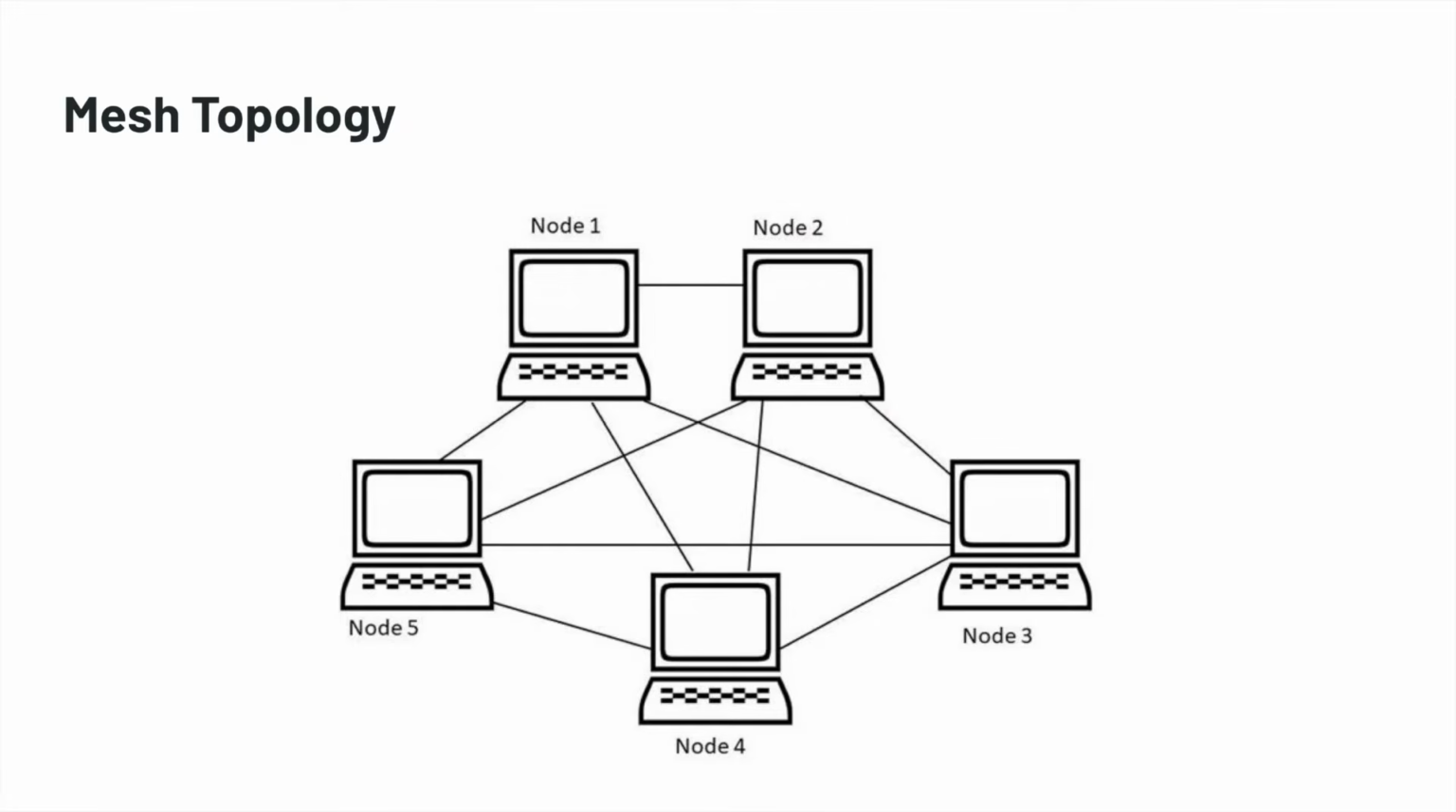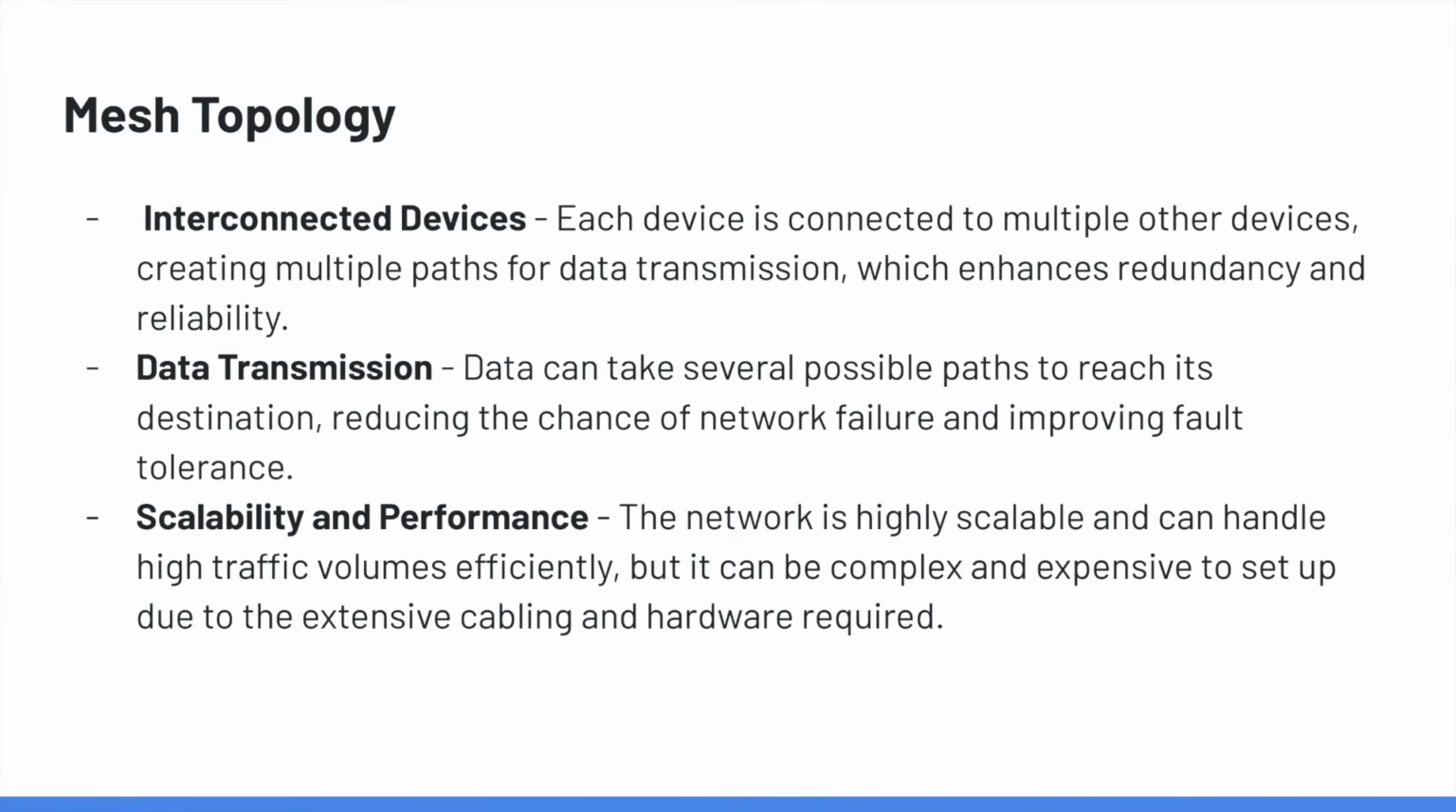Now, the next type of network we have is a mesh network. And this actually resembles a peer-to-peer network. In fact, I think peer-to-peer networks basically follow the mesh topology. It's basically where every computer in a network is connected to every other computer in a network. So we have interconnected devices, which means that we have multiple paths for data transmission.